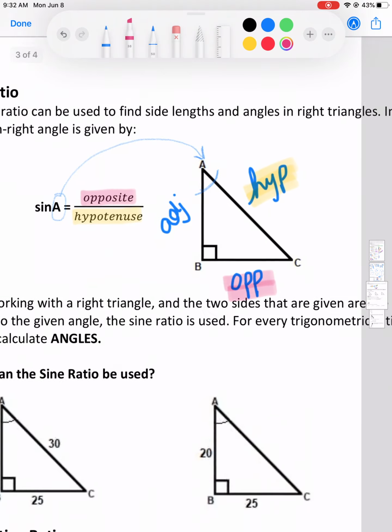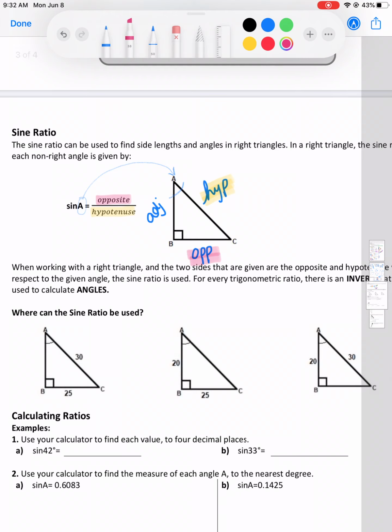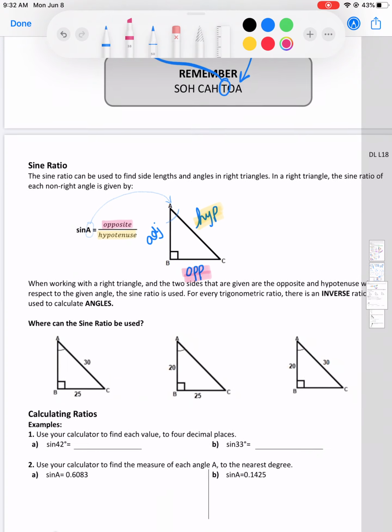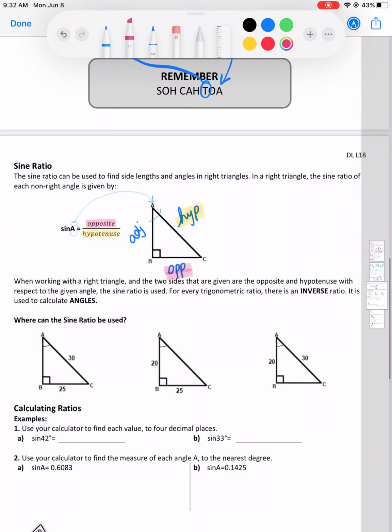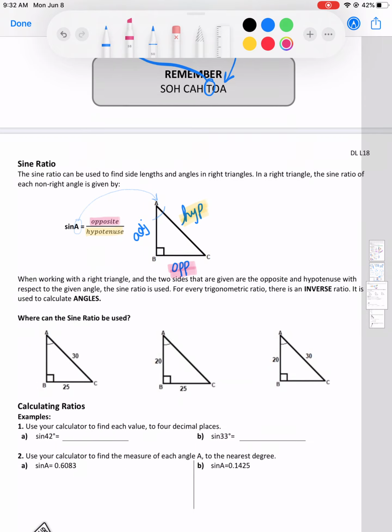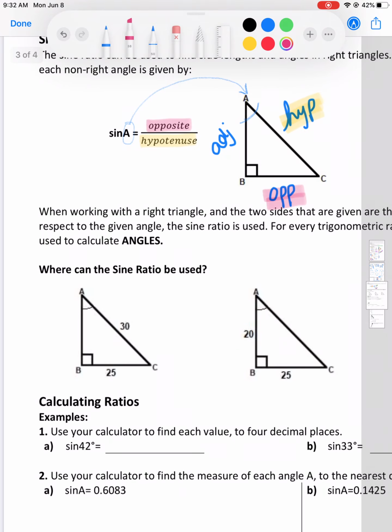So I'll give you a couple of examples. When working with a right triangle, and the two sides that are given are the opposite and the hypotenuse with respect to the given angle or the angle of interest, the sine ratio is used. For every trig ratio, there is an inverse ratio, and it is used to calculate angles. Okay, so where can the sine ratio be used? And then we'll get into the math part.